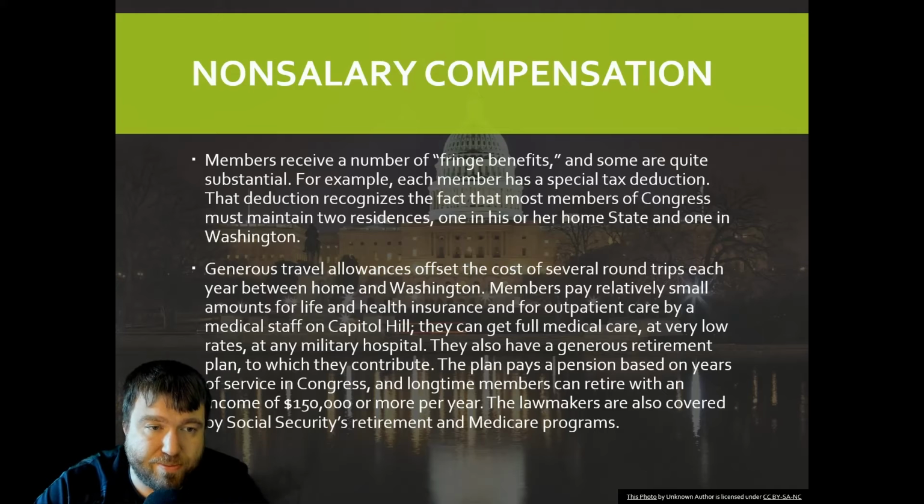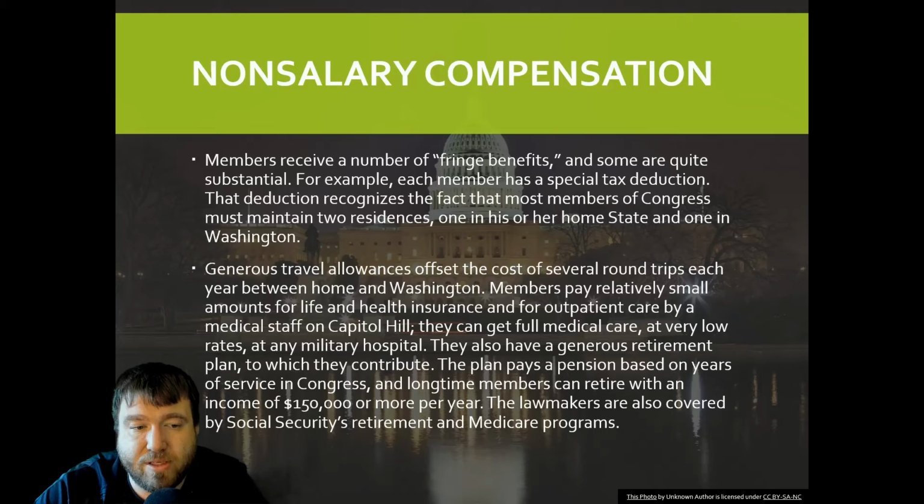Non-salary compensation. Members receive a number of fringe benefits, and some are quite substantial. For example, each member has a special tax deduction. That deduction recognizes the fact that most members of Congress must maintain two residences, one in his or her home state and one in Washington. Generous travel allowances offset the cost of several round trips each year between home and Washington.